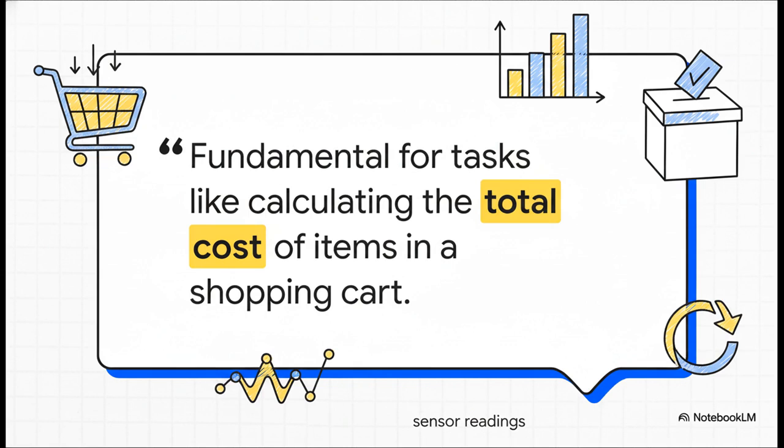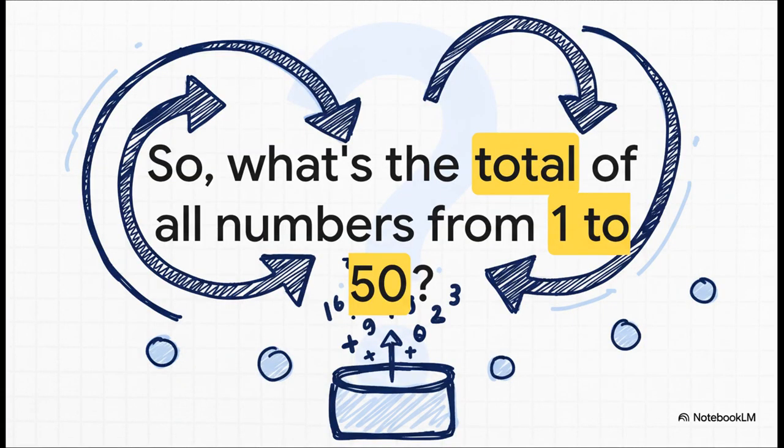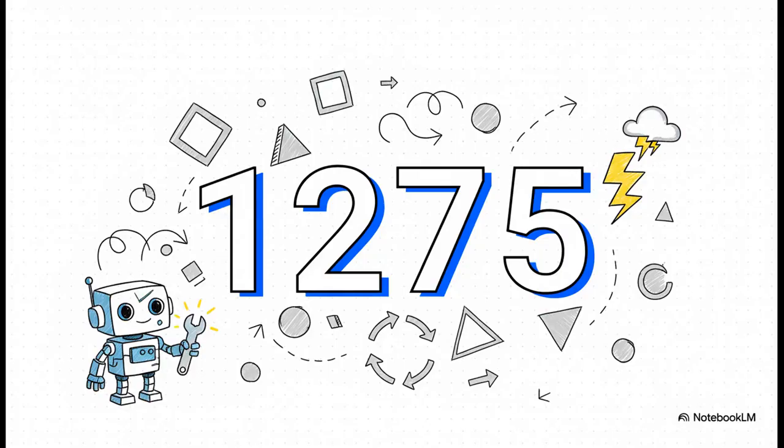Think about an online shopping cart. Every time you add an item, a loop like this is running in the background, updating the total. It's the same logic for adding up sales figures, counting votes, you name it. So, the big question. After our little loop has chugged along 50 times, diligently adding every single number to our sum_value, what's the grand total? And the answer is 1,275. Boom! Imagine doing that by hand. Our little code robot just did it in, what, a millisecond? That is the power of automation.